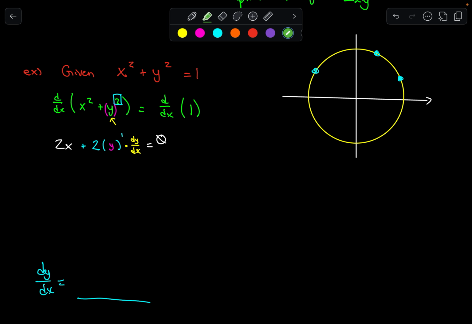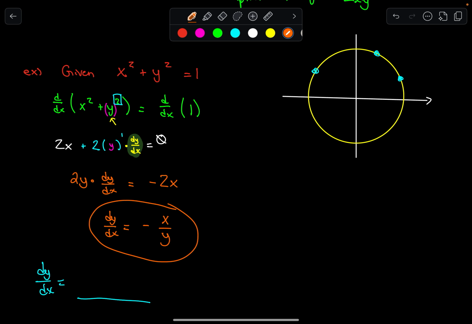And the goal of this problem is to simply solve for dy dx. So at this point, we're going to move this 2x over to the other side. I'll have 2y times dy dx. Remember, this is a first power, not a prime, so don't get confused, equals negative 2x. And then last but not least, I can get dy dx all by itself by dividing the 2y on both sides, which is just going to leave us with negative x over y. And there we have it, right? This is the derivative of the unit circle equation.